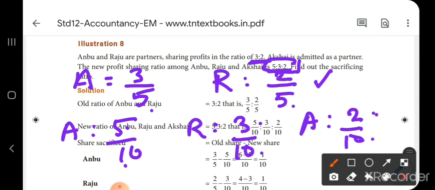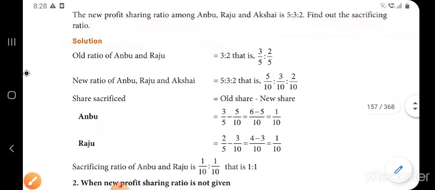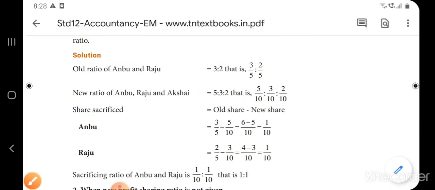That means for Anbu, the sacrificing ratio is 3 by 5 minus 5 by 10. For Raju, the sacrificing ratio is 2 by 5 minus 3 by 10. Now, for the new partner, no sacrificing ratio because he is not sacrificing anything. He is coming into the firm and he is acquiring one portion of the share from A and acquiring one portion of share from B.